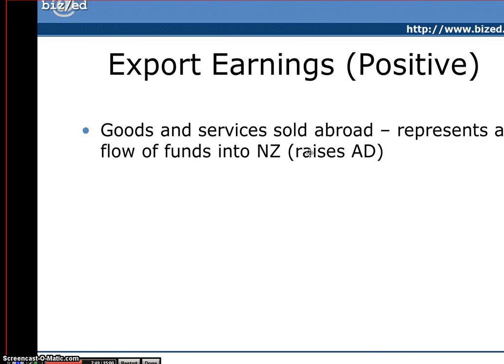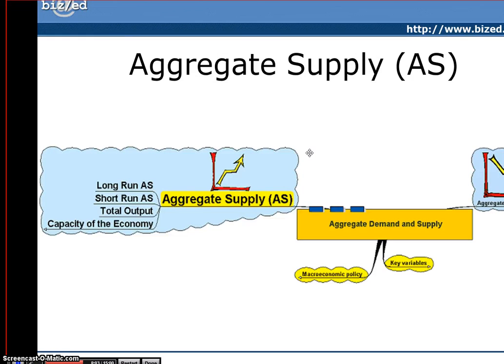Export earnings have nothing to do with what's happening in New Zealand. It depends on what's happening overseas. We want Australia, China, the US, Europe to be doing well, because then they'll buy more of our stuff. Okay, so buying more of our stuff adds to aggregate demand.